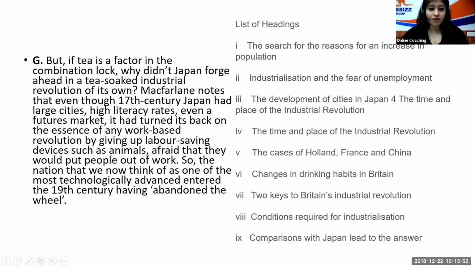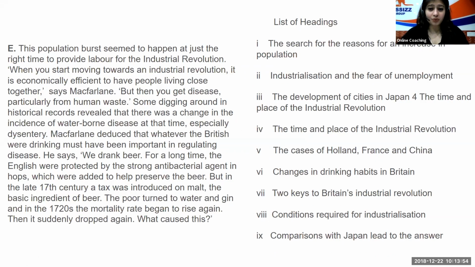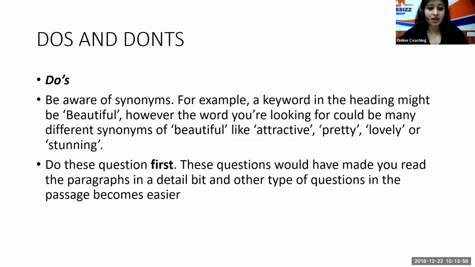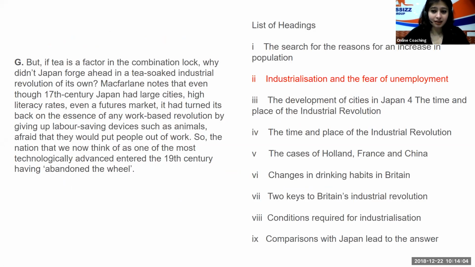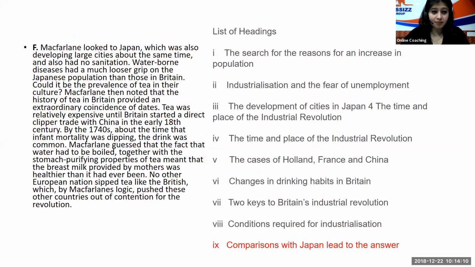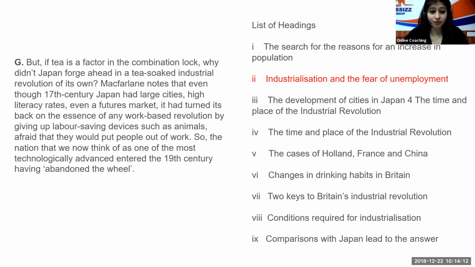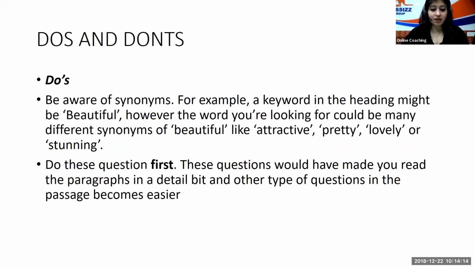So we've solved around 7 headings, and I hope by this time you actually get this. Okay, I want to give you a few dos and don'ts, a few tips. Firstly, be aware of synonyms. Now see, this is exactly the synonym. Fear of unemployment is afraid that they would put people out of work. Then, for example, conditions were something relating to factors. So please be very careful.